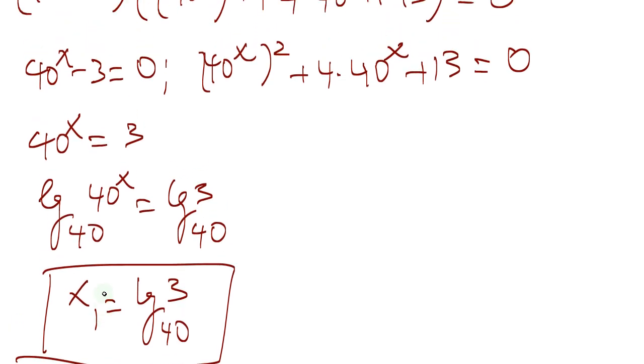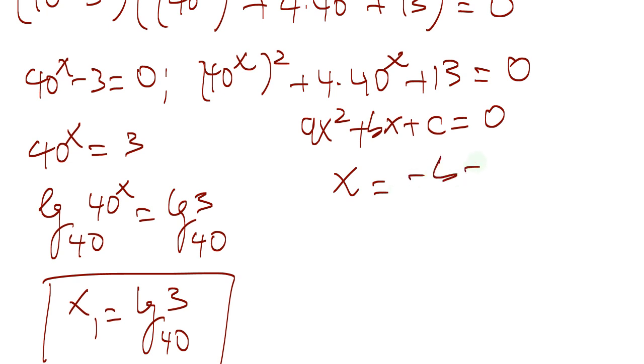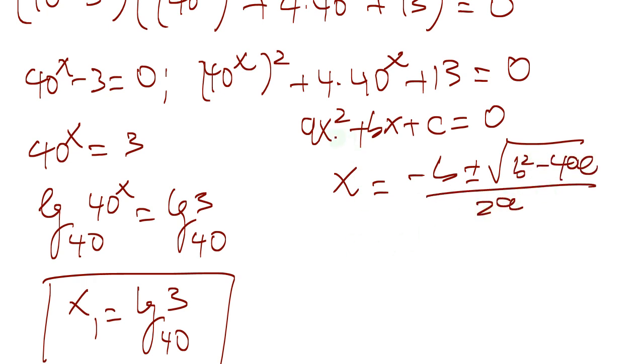Okay, so now let's go to the second one here. This is our real solution, and then let's solve this one here. So guys, it's a quadratic equation in terms of 40 to the x. So if we have our quadratic equation ax squared plus bx plus c equals 0, the root would be x equals minus b plus or minus square root of b squared minus 4ac divided by 2a. So now we consider x as being 40 to the x.